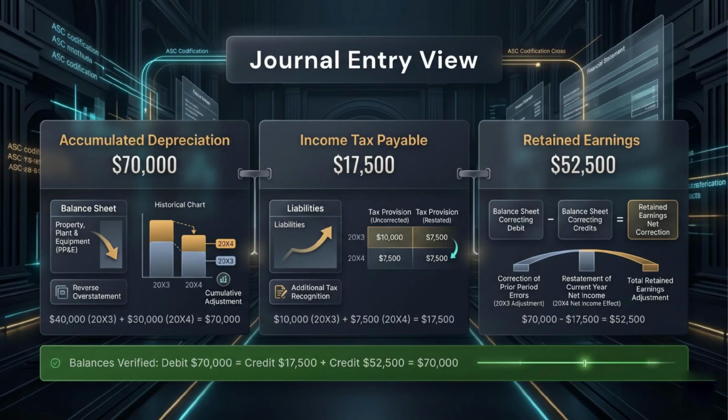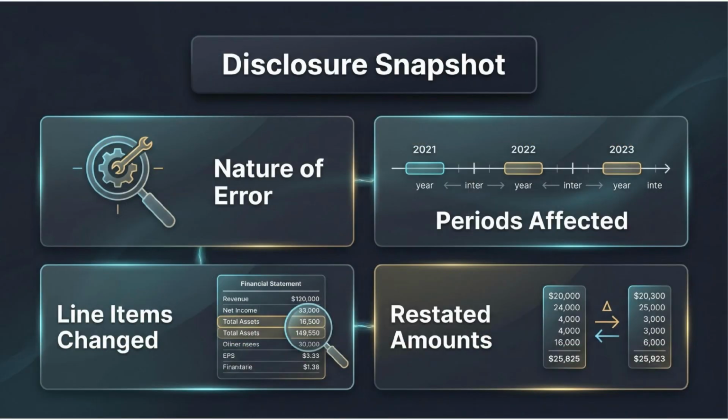This retained earnings amount includes the $30,000 opening retained earnings adjustment from 20x3 and the $22,500 increase in restated 20x4 net income. The entry balances, and more importantly, it tells the correction story clearly. A restatement is incomplete without disclosure. Users need the story, not only the numbers.